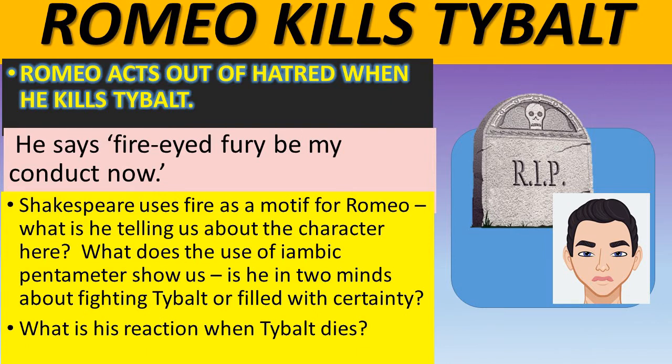And here's the analysis that you're going to provide. By answering these questions, you'll be showing that you can analyse the text and Shakespeare's methods. He uses fire as a motif for Romeo. Lots of quotes and lots of moments involving Romeo involve fire. So what's he telling us about the character here? What does the use of iambic pentameter show us? Is he in two minds about fighting Tybalt, or is he filled with certainty? I think the iambic pentameter there is to signify the idea that Romeo is filled with certainty.